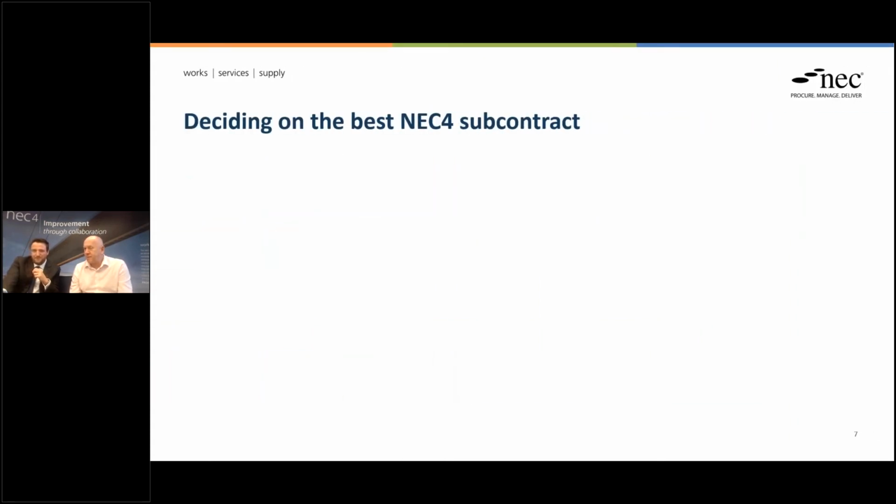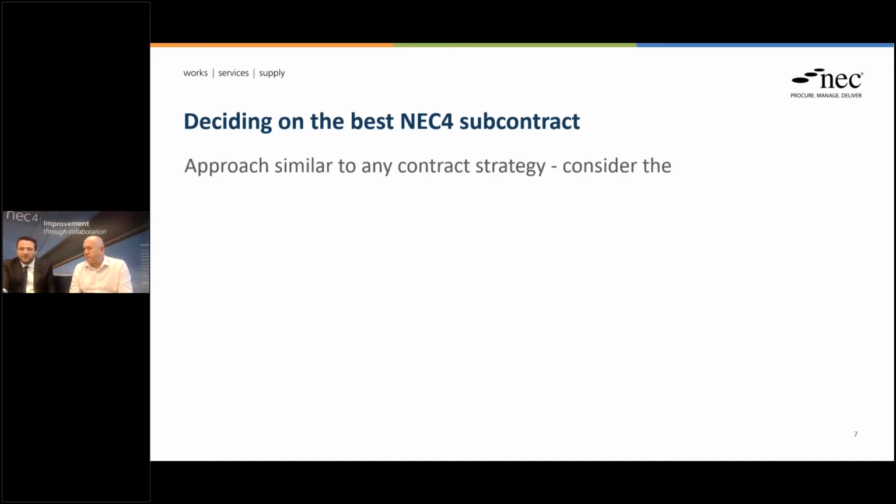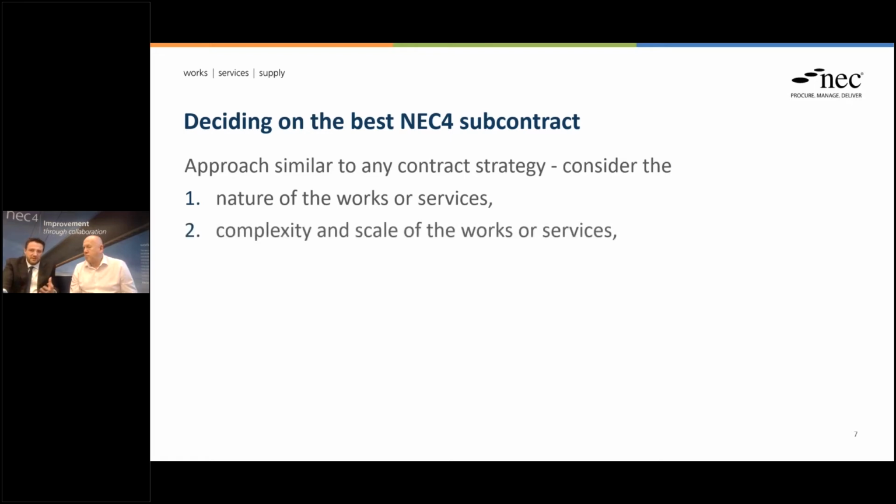So, deciding on the best NEC4 subcontract. As we said in the introduction, the approach is very similar to any contract strategy. We firstly need to consider the nature of the works or services. Are we building software? Are we building infrastructure? What's the nature? Are we operating something? What about the complexity and scale of that?